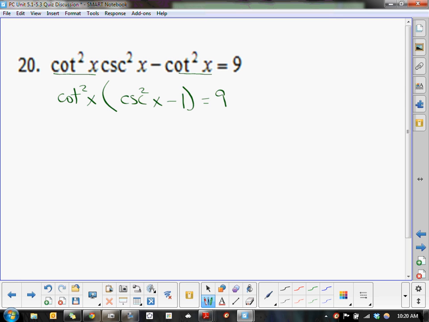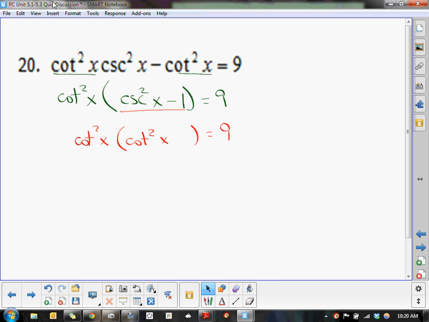Now we have two places that we could use a Pythagorean identity here. One is with the cotangent squared, the other one is with the cosecant squared minus 1. I'm inclined to replace this cosecant squared of x minus 1 with a cotangent squared of x. Now we're equal to 9. Well, cotangent squared times a cotangent squared is a cotangent to the fourth of x equals 9.